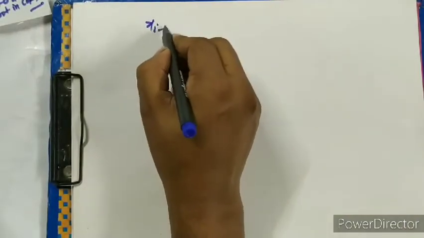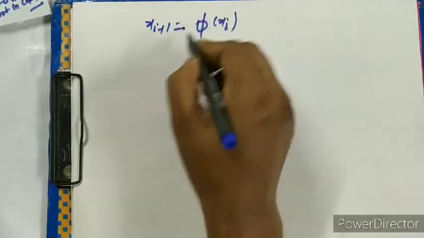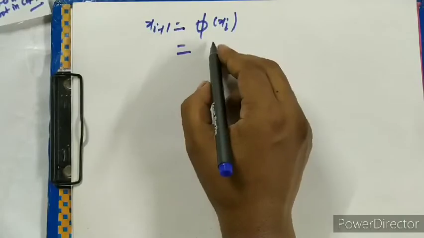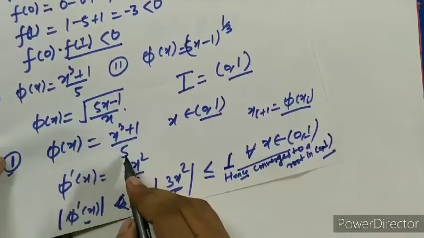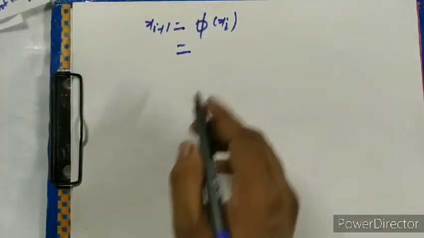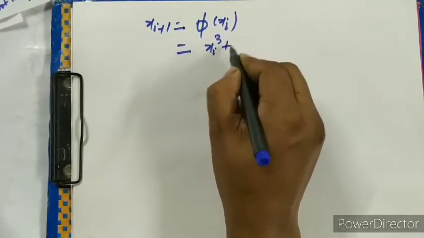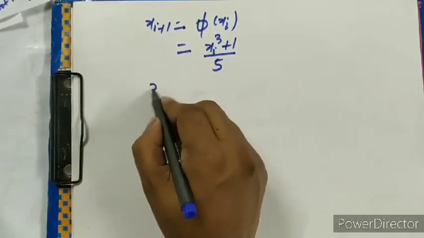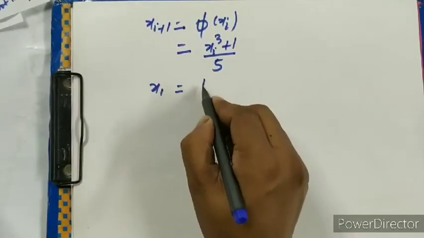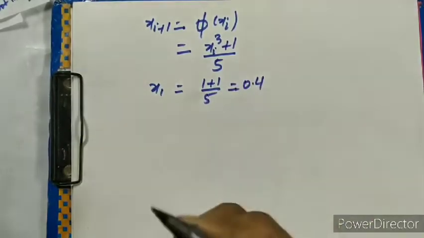From the iteration method we know x i plus 1 is equal to phi of x i, which is equal to, what is our phi, x cube plus 1 divided by 5. So phi of x i is equal to x i cube plus 1 divided by 5. Okay, then x1 is equal to what? 1 plus 1 upon 5, which is equal to 0.4.